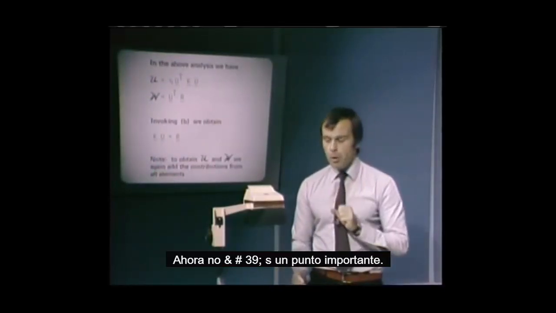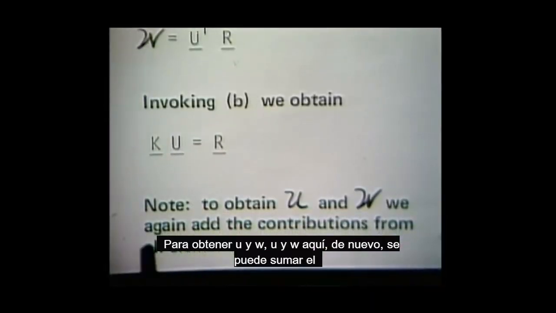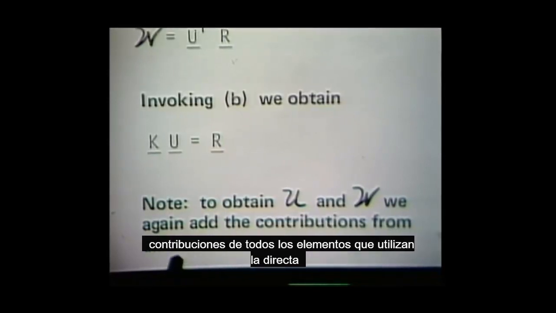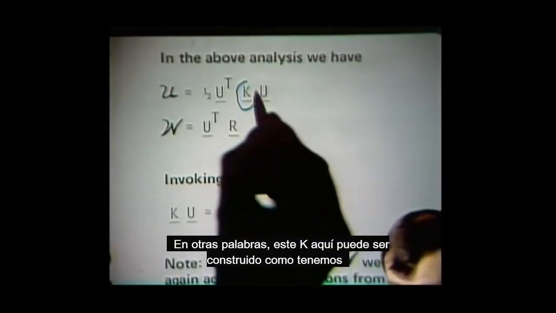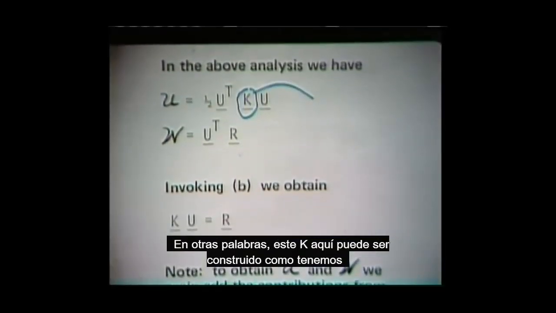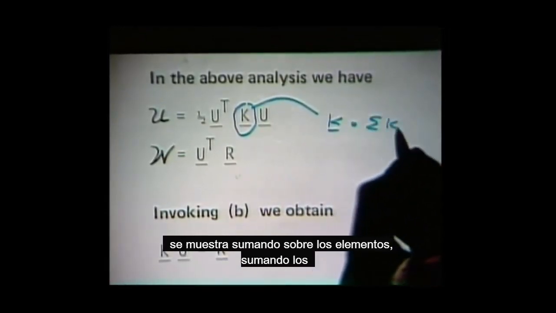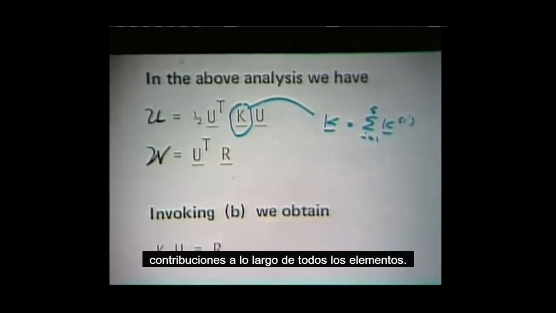Now there's one important point. To obtain U and W here, we again can add up the contributions from all the elements using the direct stiffness method. In other words, this K here can be constructed as we have shown by summing over the elements, by summing the contributions over all the elements.